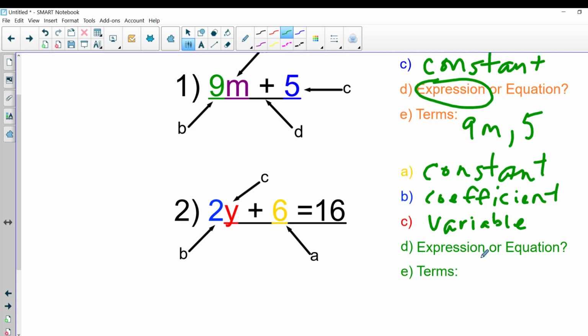And is this an expression or equation? It's an equation because it has an equal sign, just like it starts out with. And what are the terms? The terms are 2y, comma, 6, and then last, 16. How'd you do?